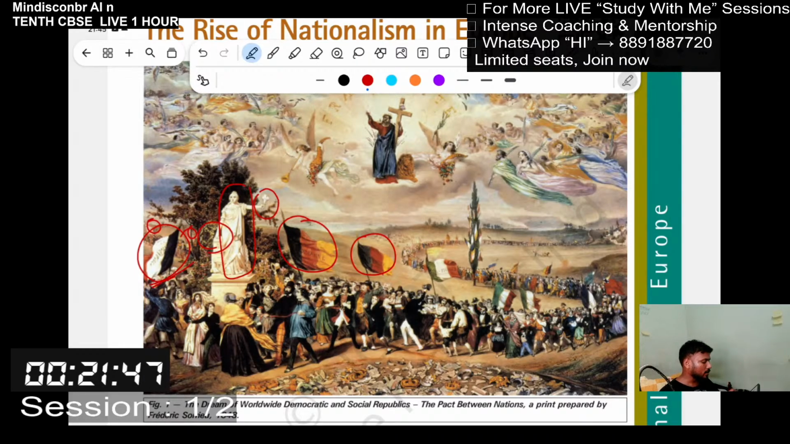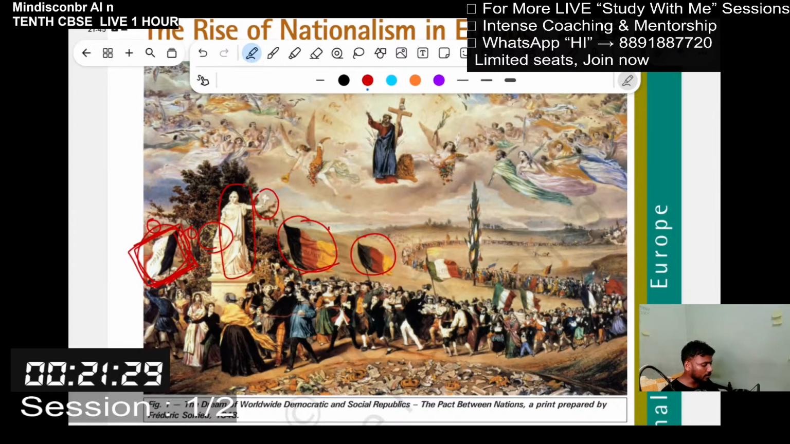Here France is near the Statue of Liberty. So it means by the start of nationalism in Europe itself, France was near to the Statue of Liberty, meaning they are near to democracy.